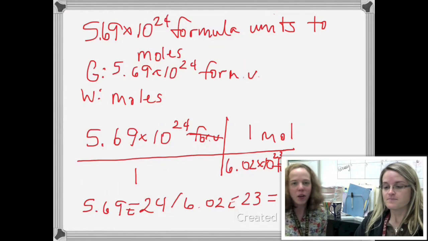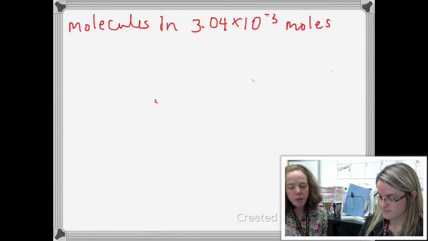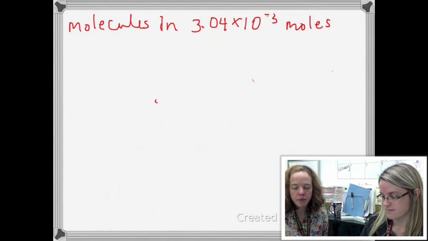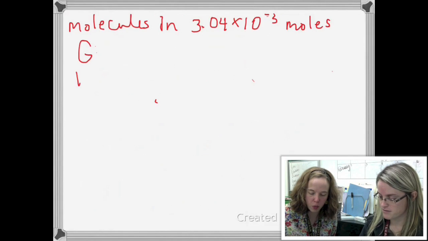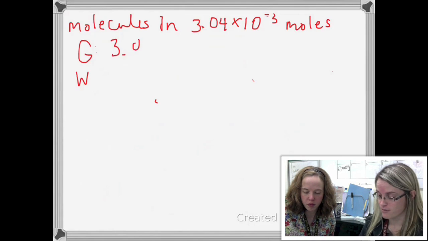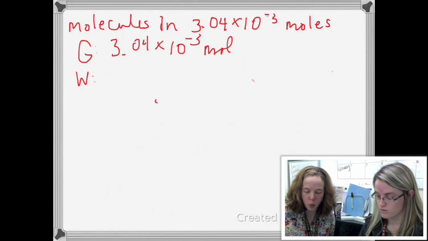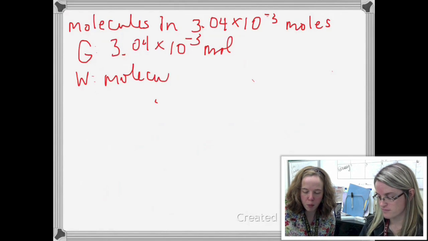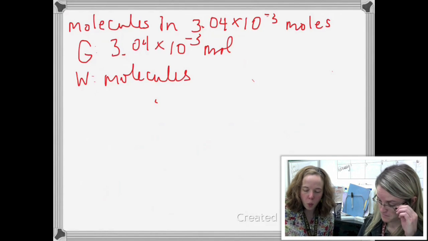All right, so now we're on to our next problem. And here we're trying to get the molecules that are in 3.04 times 10 to the negative third moles. So where do we start? What we're given, and then what we want to find. What are we given? We're given 3.04 times 10 to the negative third moles. And we want to find molecules. And remember, molecules was just another way of saying what? Parts.